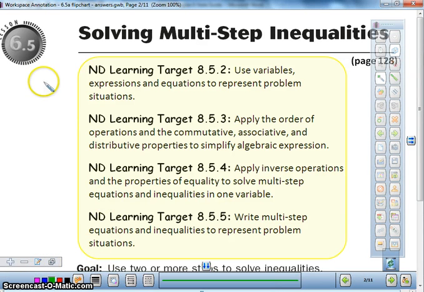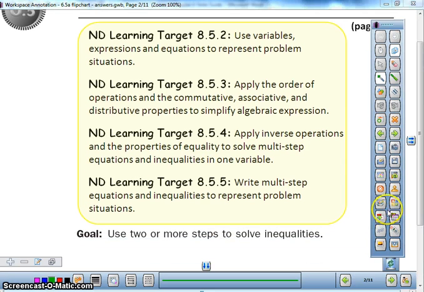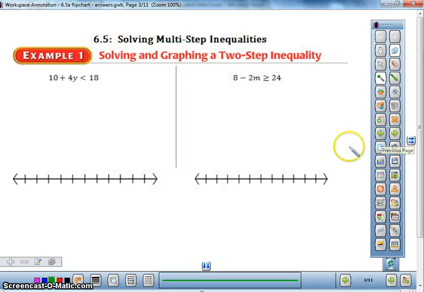Looking at lesson 6.5, solving multi-step inequalities. These are some of our learning targets in 8th grade, and our main goal as we look at these is to use 2 or more steps to solve our inequalities. Now, we've been solving some pretty complex equations in chapter 6. We are now going to look at solving multi-step inequalities.